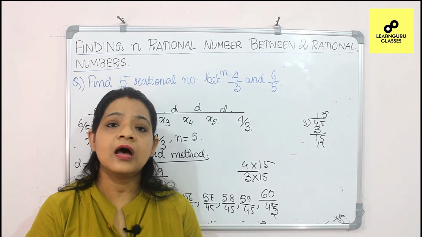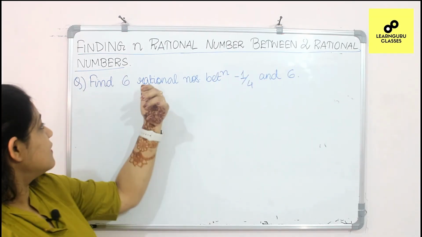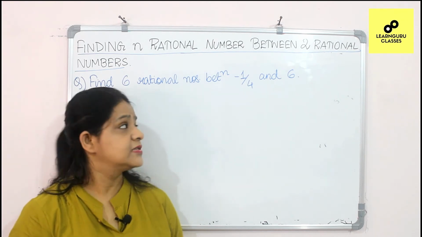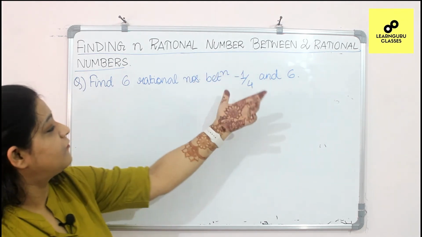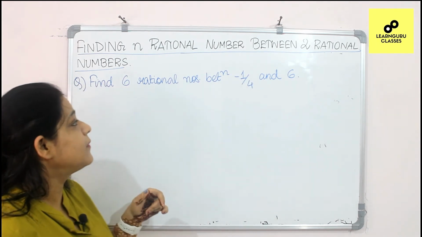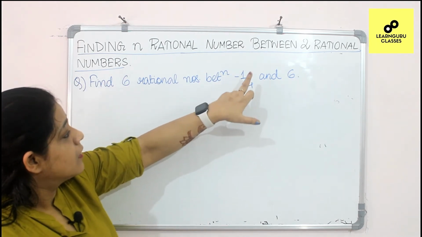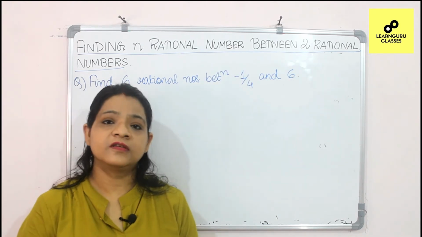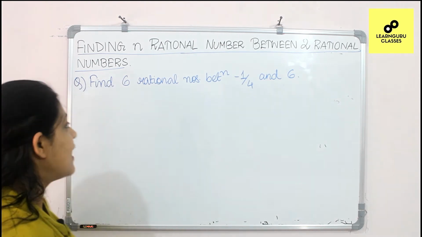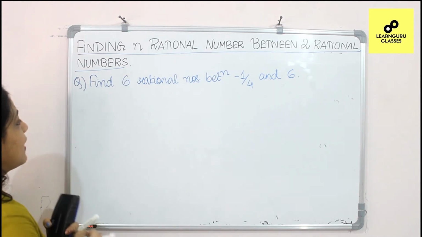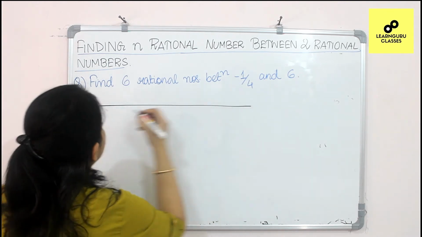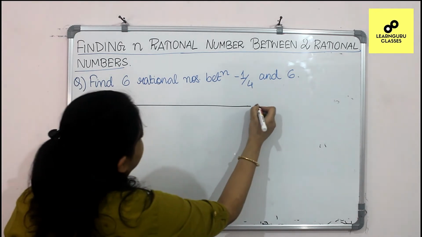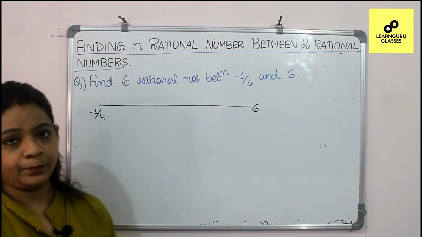So let's move on to the last sum. The last sum is find 6 rational numbers between -1 by 4 and 6. So you can see the difference between the other sums and this sum is that this is a negative number and a fraction as well, and this is a positive number. So when you draw the number line, where will you place the negative number? To the left, and the positive number to the right.